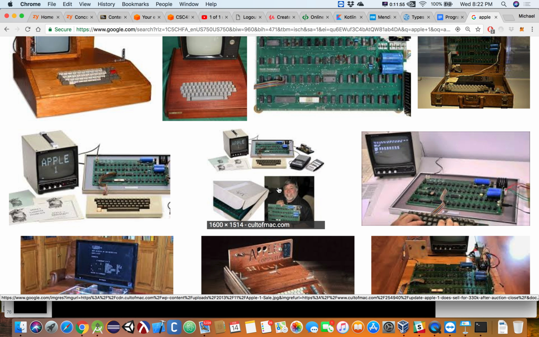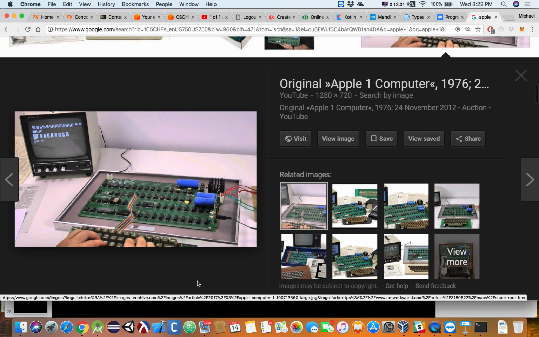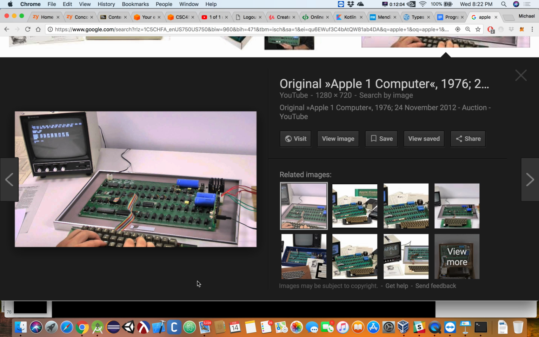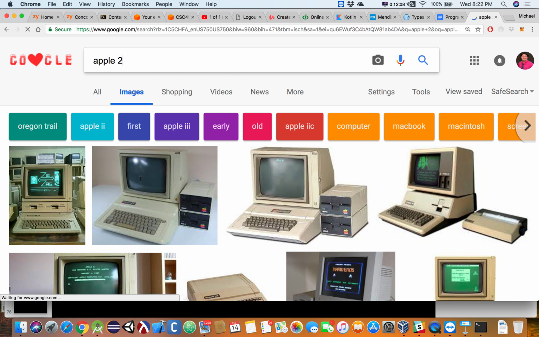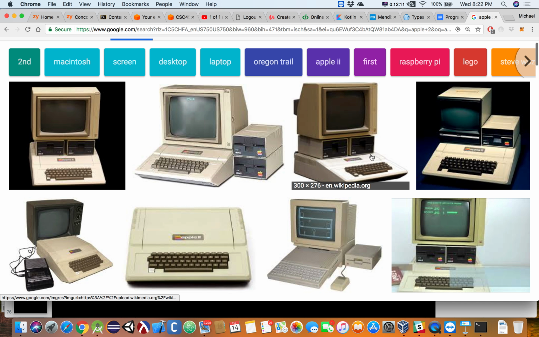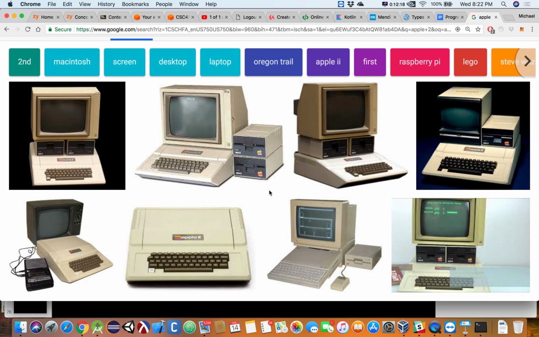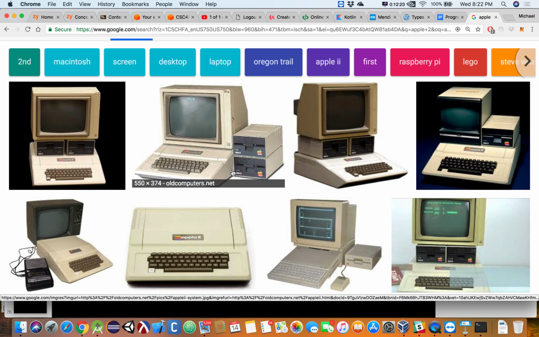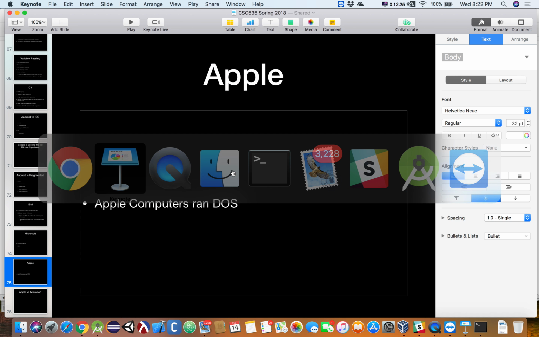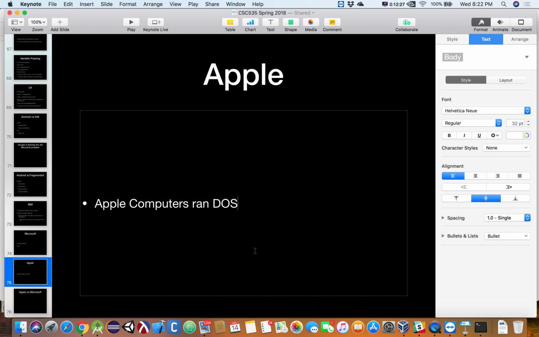Here's Wozniak with it. All right, so a little different than the computers we think about today, right? So if you think about where Apple started, it started there. Then when they got to the Apple II, now it looks more like a computer because they built it for you. It's no longer a kit. These computers were running DOS. The Apple IIs were running DOS, Microsoft's operating system. All right. So Apple computers ran DOS.